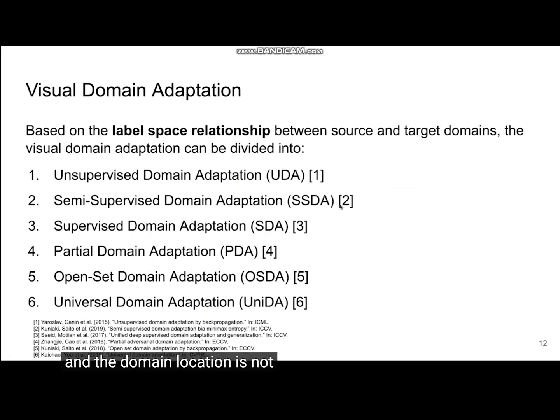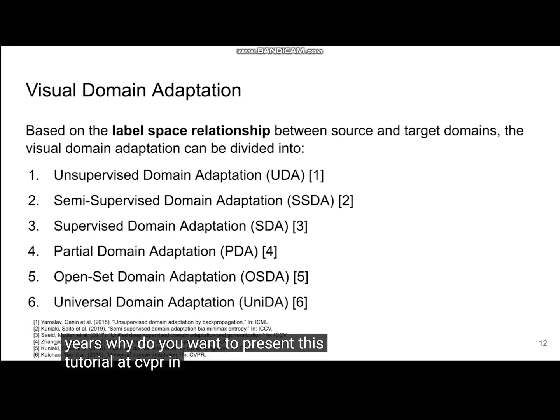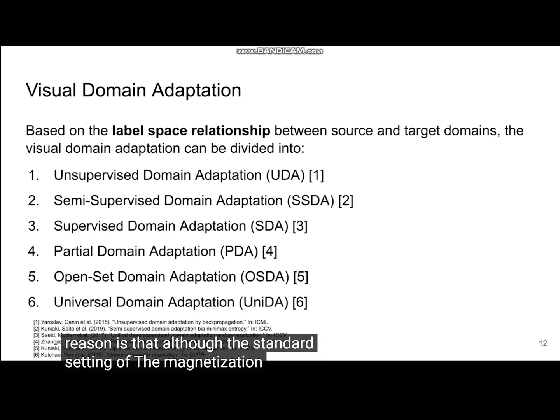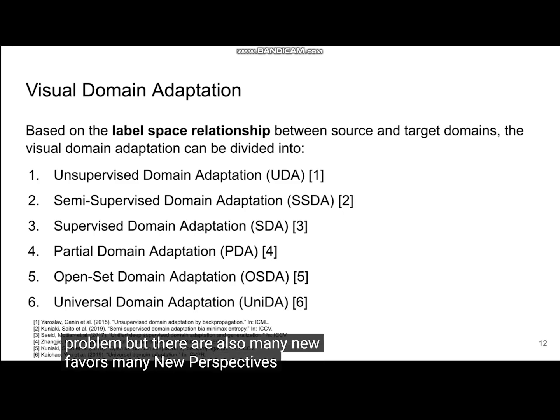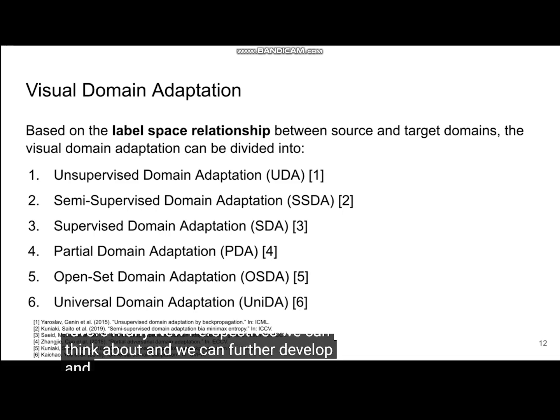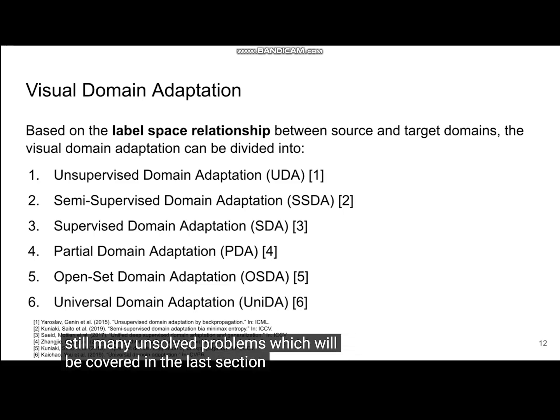And domain adaptation is not a new problem. You may ask, okay, this is an old problem, maybe started over 10 years ago. Why do you want to present this tutorial at CVPR in 2023, right? The reason is that although the standard setting of domain adaptation is an old problem, we also notice there are many different new settings in domain adaptation, which can be used in many realistic problems nowadays. So it's an older problem, but there are also many new flavors, many new perspectives we can think about and further develop. And meanwhile, more importantly, there are still many unsolved problems which will be covered in the last section of our tutorial.